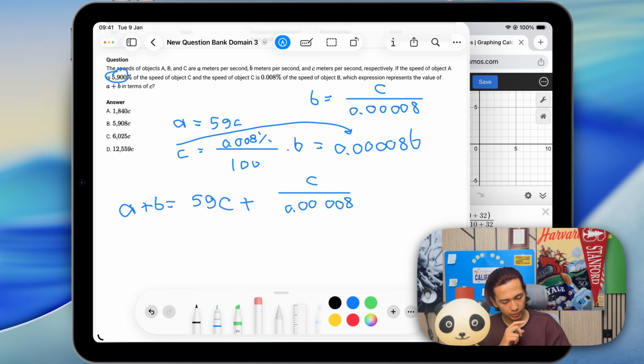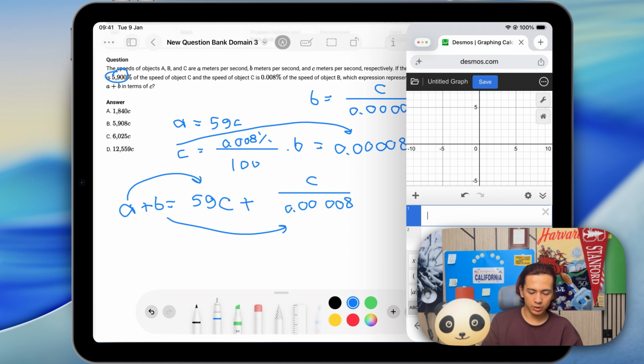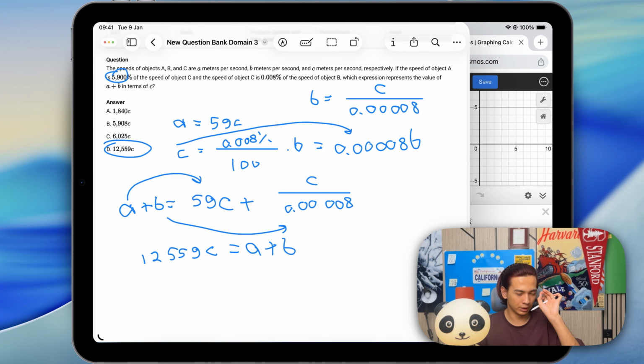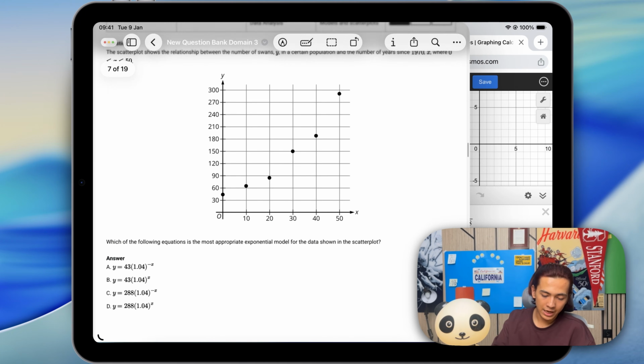So for A plus B, instead of A we have 59C, and instead of B we have this. So it becomes 59 plus 1 over 0.00008, which gives 12,559C. That's what A plus B is equal to. So I have option D, digit to digit, every value is there. Moving on to the next question now.